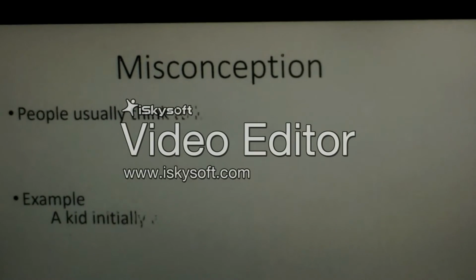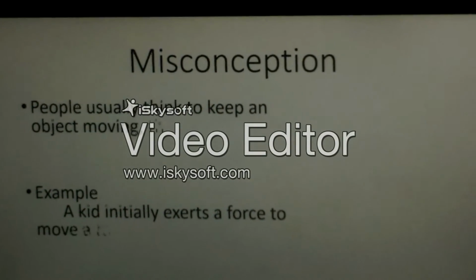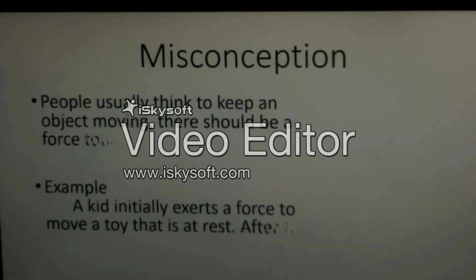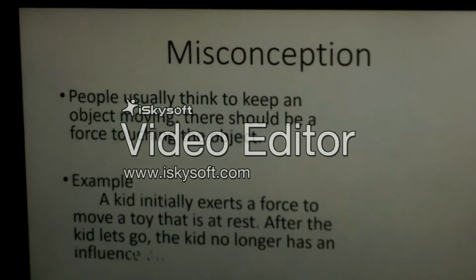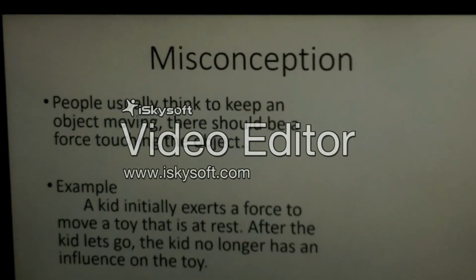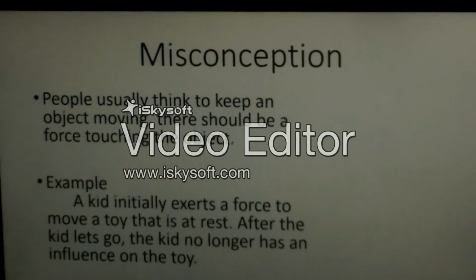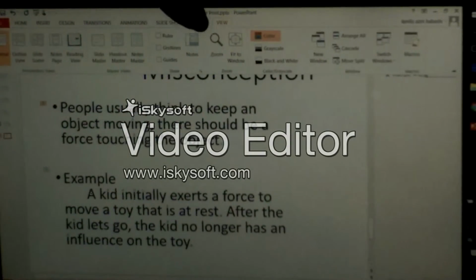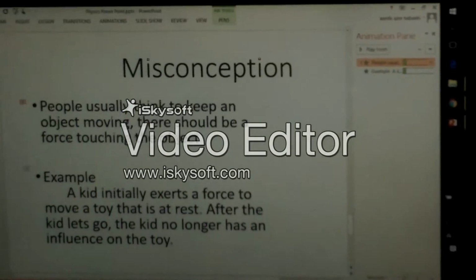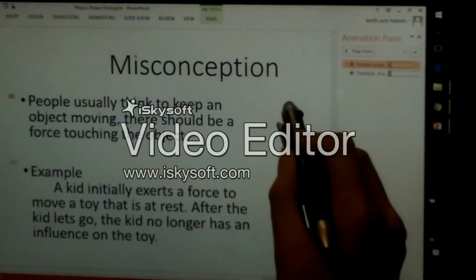The misconception of this is that people usually think if an object is moving, there should be a force that touches it to keep it from moving. This is not the case. For example, a kid initially exerts a force to a toy car at rest to make it move. After the kid lets go, the kid no longer has an influence on the toy car.